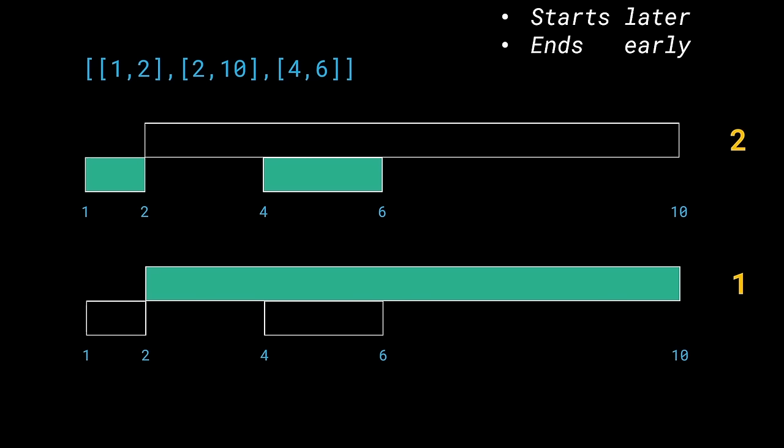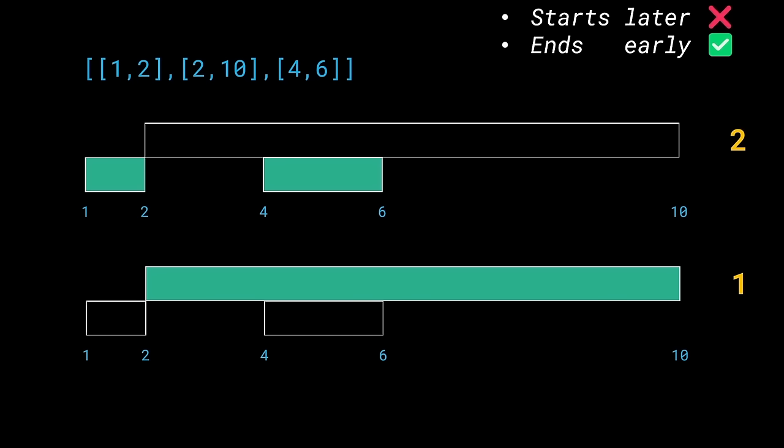But what about ending early? We can see that both the intervals 1,2 and 4,6 are going to end earlier than the larger interval of 2,10. So it looks like the first point, starting later, is wrong and the second point, ending earlier, is correct. And feel free to pause here and ponder what this heuristic means. This makes a lot of sense because ending early gives us possibilities in the future to work with.